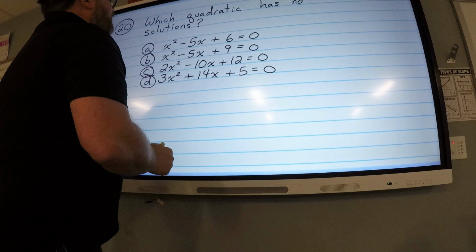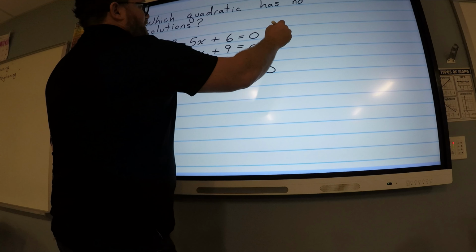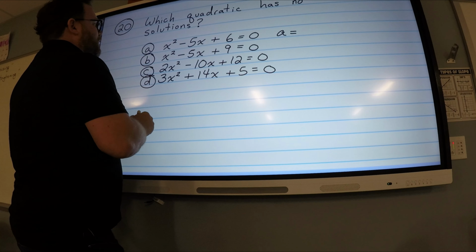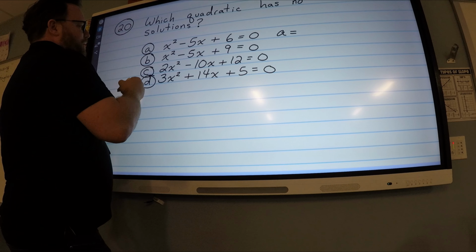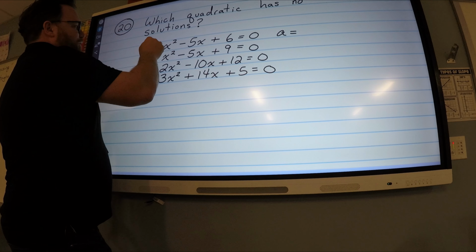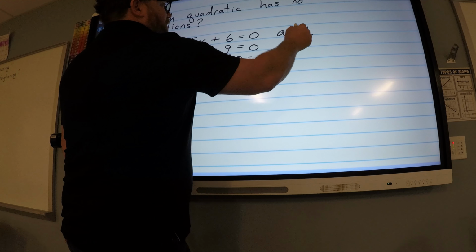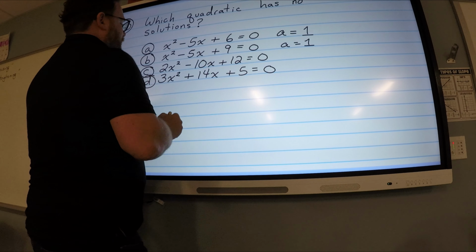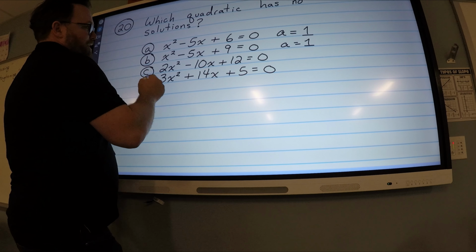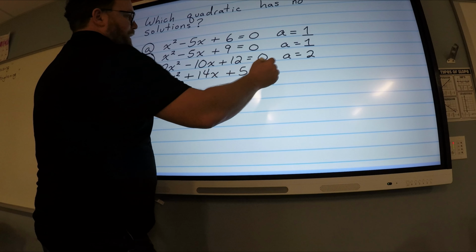All right. So let's identify A, B, and C for each of these. So A is the number in front of x squared. It's a coefficient, they call it. Coefficient in front of x squared. So in these first two, there's no number written. That means the coefficient is 1. So A equals 1, A equals 1. In this one, A equals 2. And in this one, A equals 3.